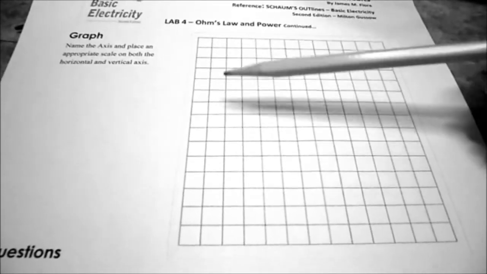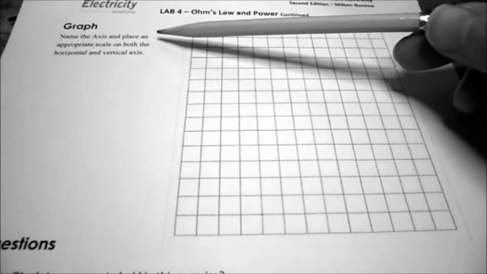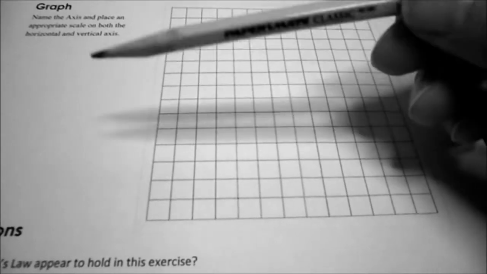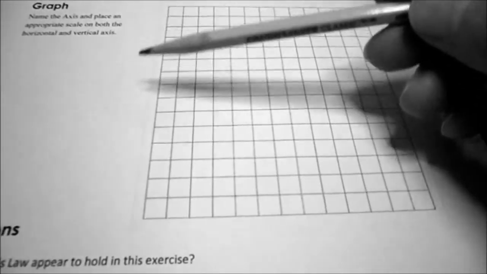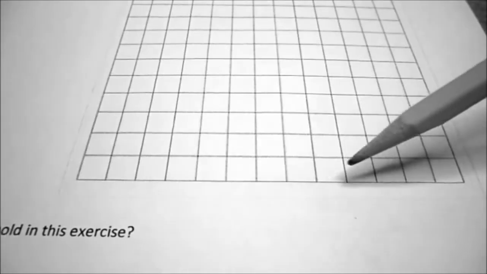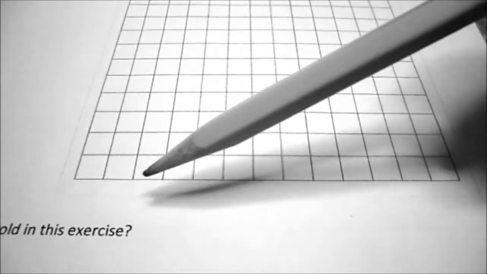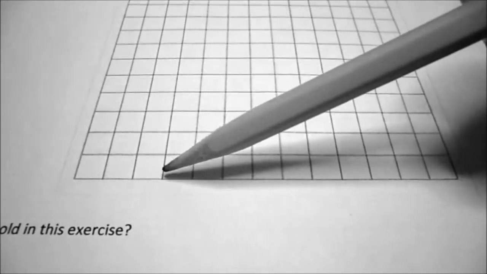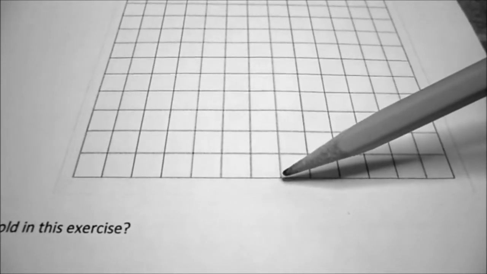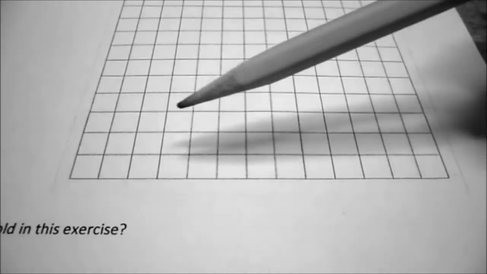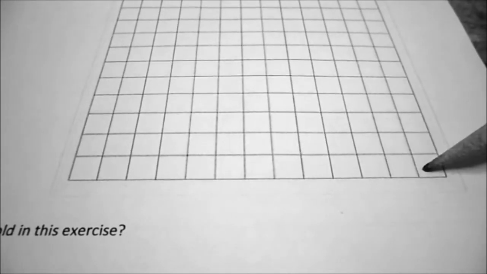So you can see in your lab I've given you a piece of graph paper, and we need to name the axes. So voltage will be on the horizontal axis, current will be on the vertical axis. So if voltage is on the horizontal axis, we need to label each of these squares. Each square could be 1 volt, 2 volt, 3 volt, 4 volt, 5, 6, 7, 8, 9, 10, 11, 12, 13. So we could label the bottom axis by 1 volt increments.